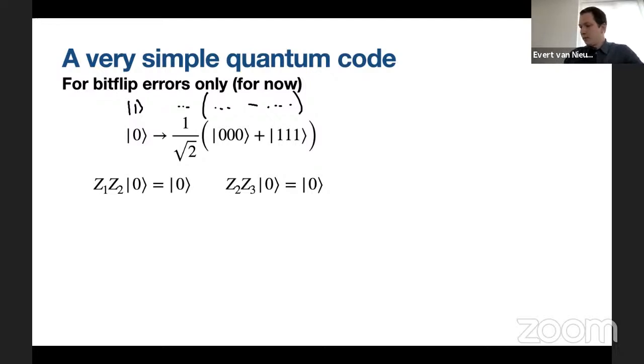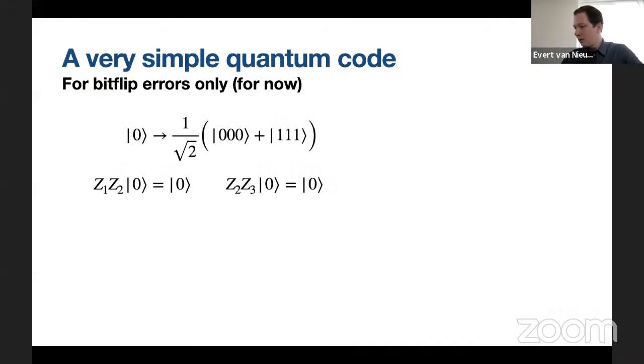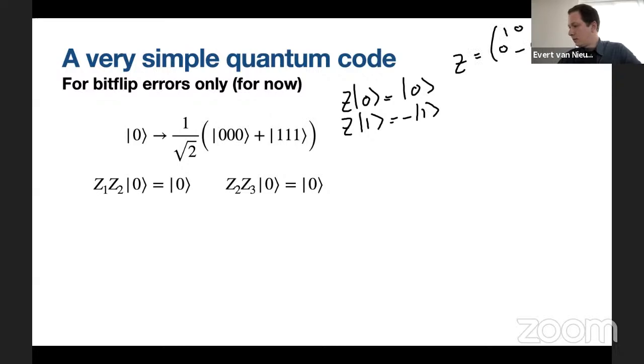Now, you can check that we introduce this Z operator. This Z operator acting on 0 is 0. That's just the Pauli Z operator, and Z acting on 1 is -1, right? Spin up and spin down. That's how I define my operator. It's hard to write, sorry. This is supposed to be a 2x2 matrix with 1 and -1 on the diagonals.